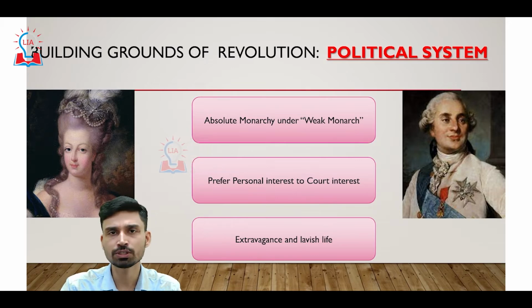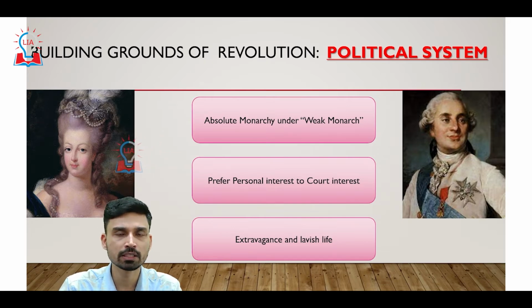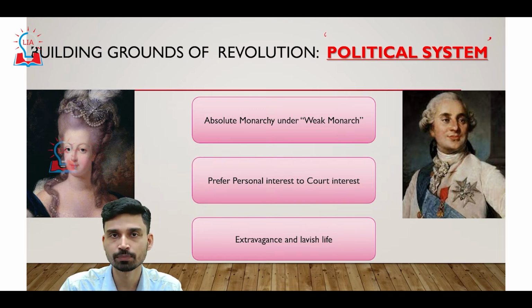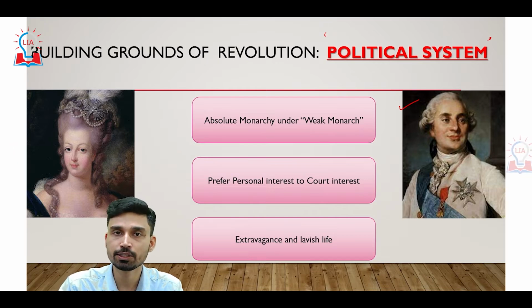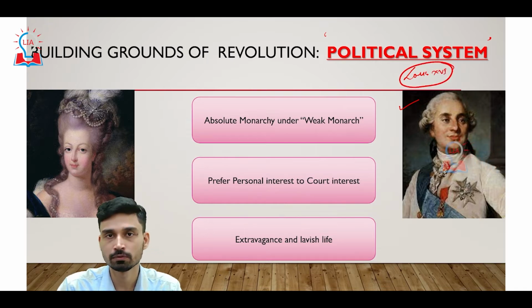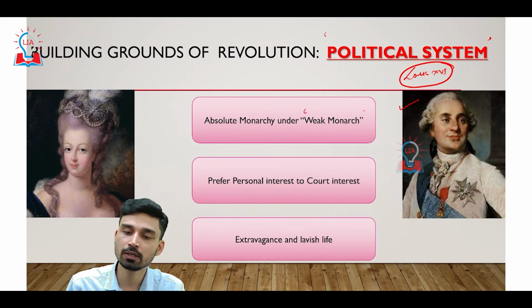So, what are the causes of the French Revolution? Now, we can divide the causes of the French Revolution into various dimensions. First, let us try to understand how the political system of France influenced the French Revolution. As just discussed, France at that time was an absolute monarchy, ruled for almost 400 years by the kings of the Bourbon dynasty. And just before the revolution, it was Louis XVI who was the king of France. The absolute monarchy, however, was under the control of a weak monarch.